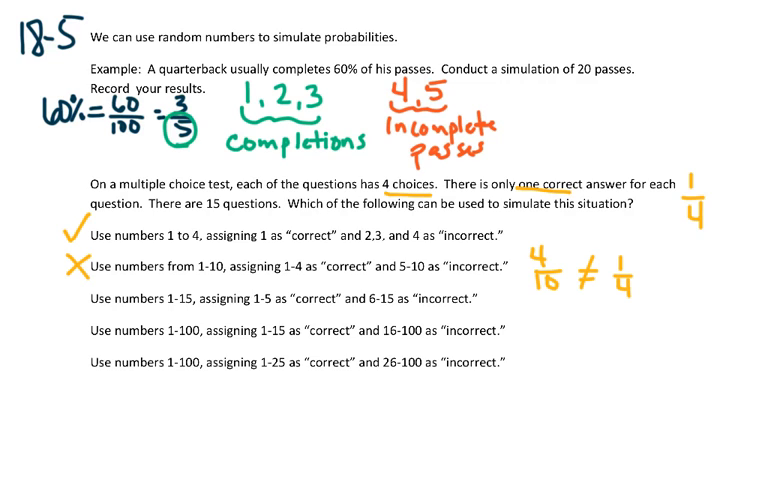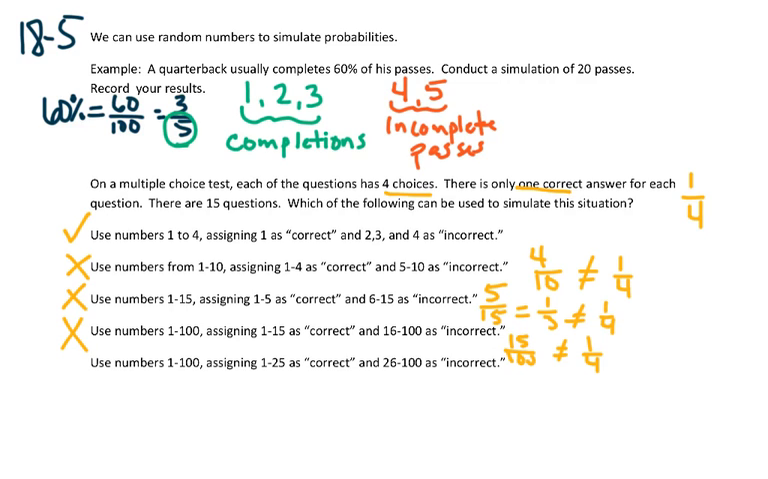The next one, use 1 to 15, assign 1 to 5 as correct and 6 to 15 as incorrect. So that would be 5 out of 15, which simplifies to 1 out of 3, which is obviously not equivalent to 1/4. So that would not work. If you use numbers 1 to 100, assign 1 to 15 as correct and 16 to 100 as incorrect. That would be 15 hundredths. That is not equivalent to 1/4, so that would not work.